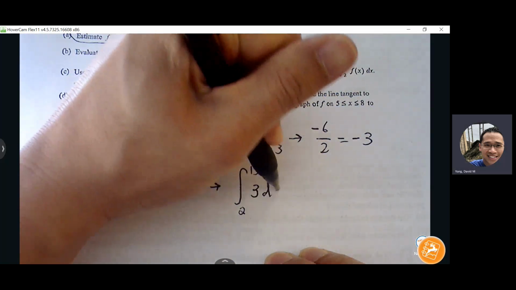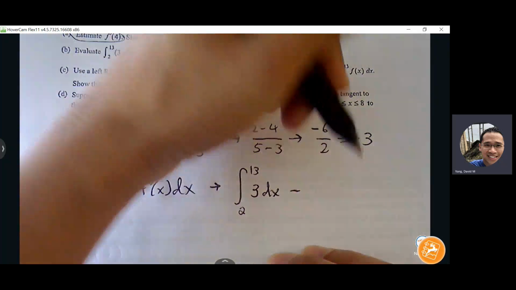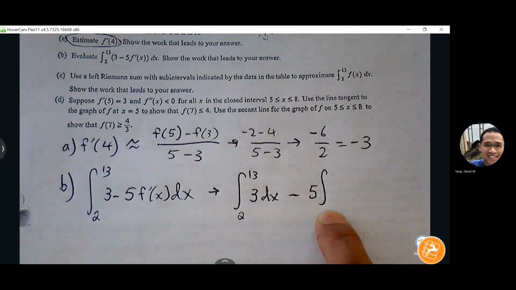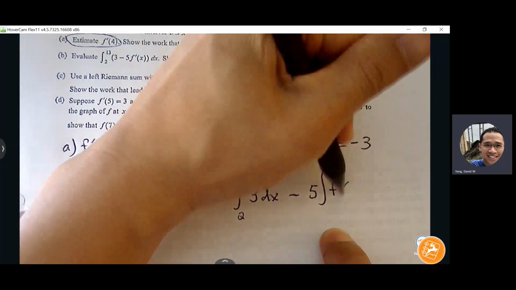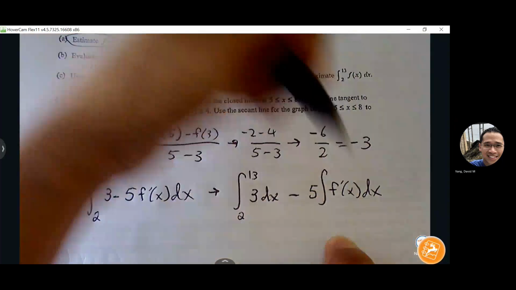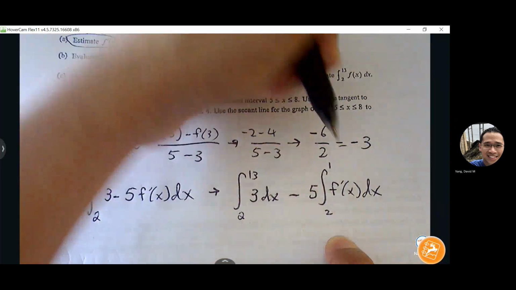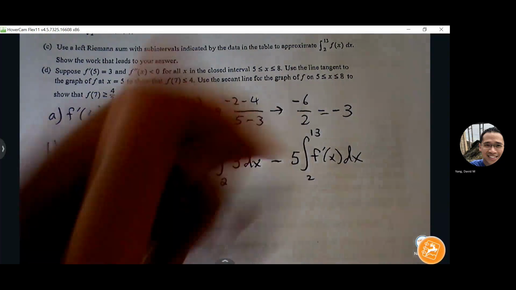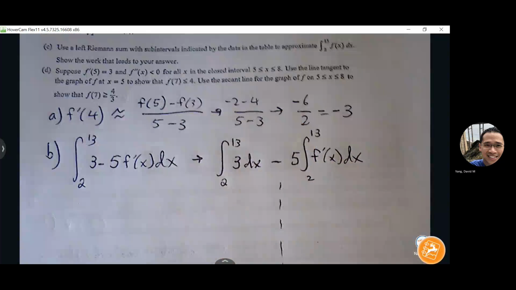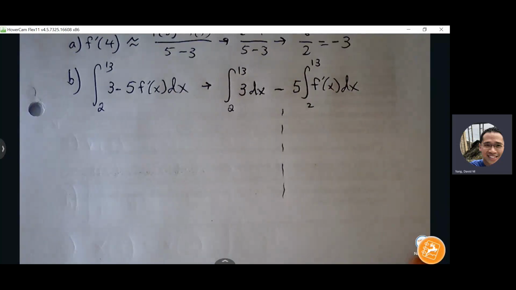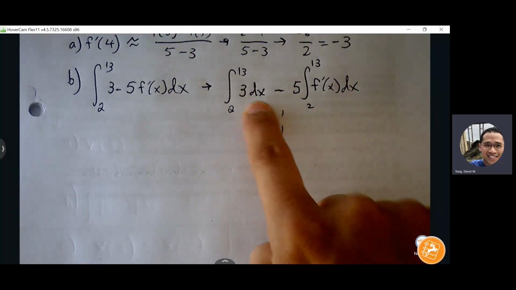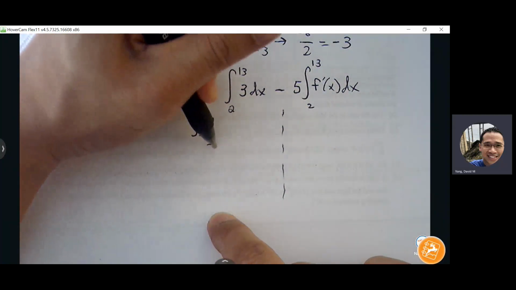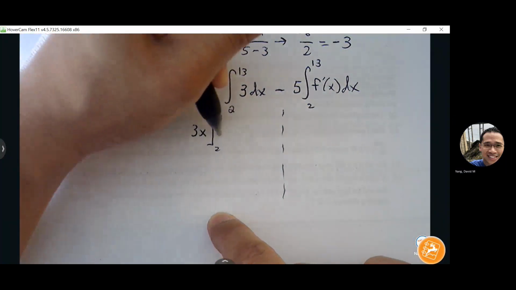I think it's easier to do if we can just visualize it as completely separate things. I'm going to separate that 5 from f prime to make it a little bit easier. So I'm going to separate this and have two distinct procedures for them. We know 3 becomes what? 3x. And then once we have 3x, we can evaluate between our bounds.